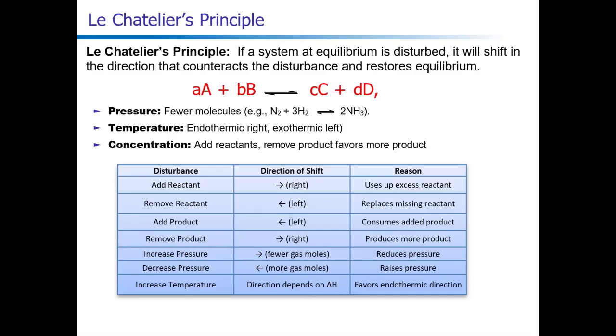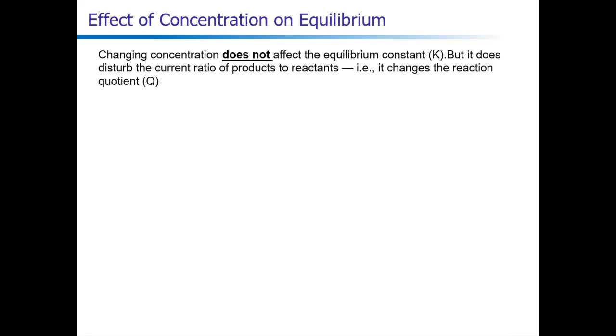Moving forward, however, we're going to dive more deeply into how pressure, temperature, and concentration affect equilibrium. Let's first take a look at concentration and understand how it affects the chemical equilibrium balance. Changing the concentration does not affect the value of the equilibrium constant K, but it does disturb the ratio of products and reactants, which is what we call Q, the reaction quotient.